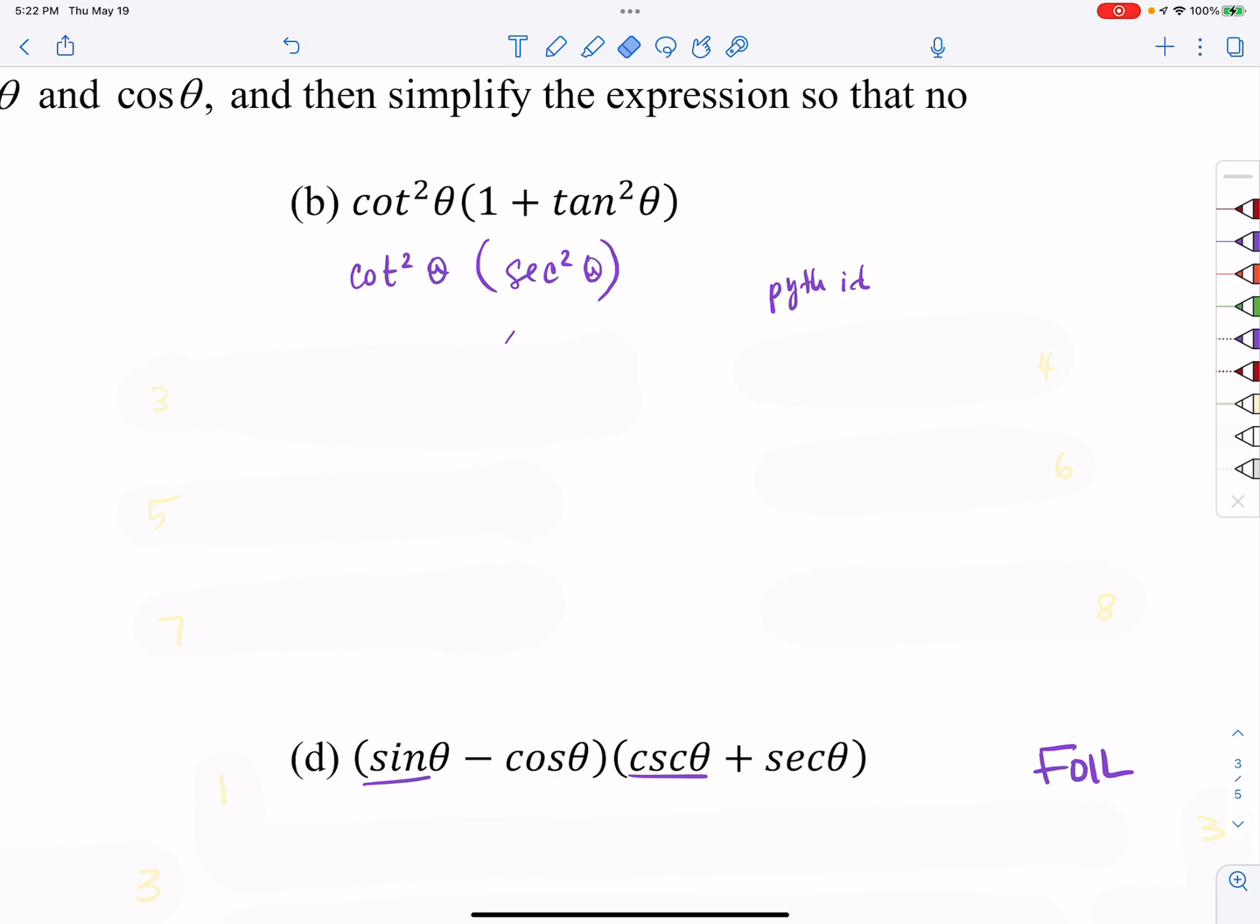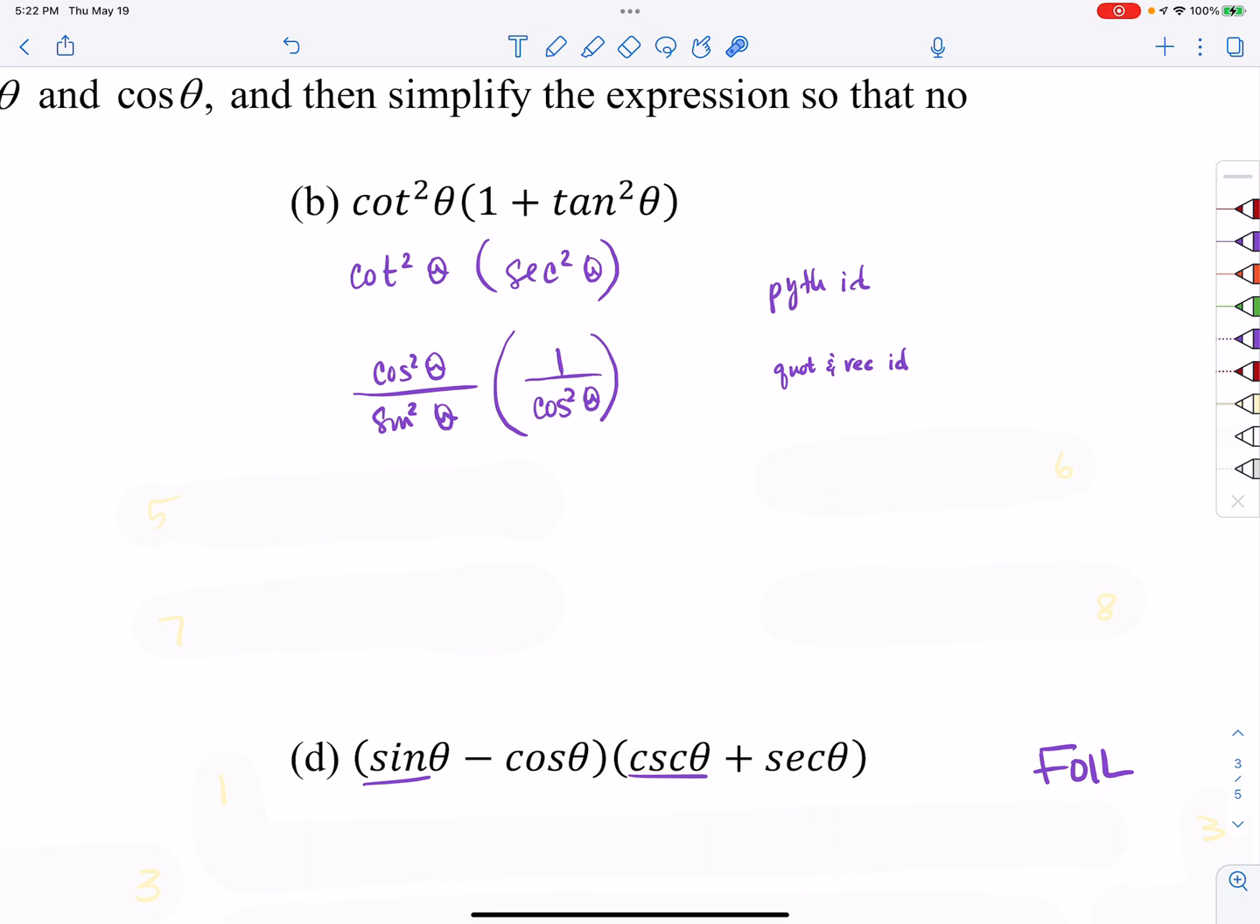And then what we'll do next is we'll go ahead and turn both of these factors into sines and cosines. So we've got here cotangent squared is the same thing as cosine squared over sine squared. And secant squared is the same thing as 1 over cosine squared. So this was actually done by two different identities. The first one was by the quotient identity, and this one was with the reciprocal identity.